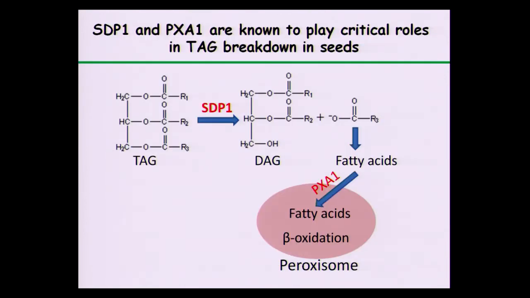So again, this knowledge is from oil seeds, because a lot of study has been done in seeds, because seeds are very important for food. We know from studying seeds that there are two players important in TAG breakdown. One enzyme we call SDP1. This enzyme is responsible for releasing fatty acid from TAG, to generate free fatty acid. Another player here is a fatty acid transporter, responsible for transporting fatty acid into an organelle we call the peroxisome, to enter the fatty acid degradation pathway we call the beta oxidation pathway.